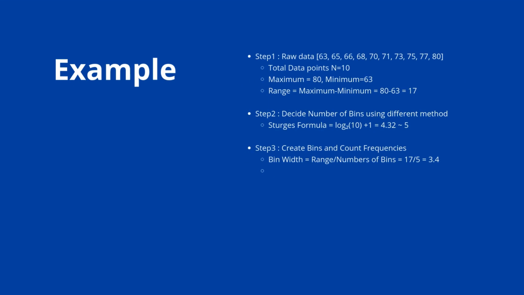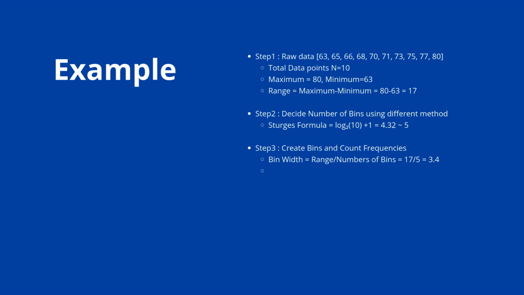Now let's see a simple example. Here we have raw data. The total number of data points is 10, the maximum value is 80, and the minimum value is 63. First, we will calculate the range. Range is nothing but maximum minus minimum, which is 80 minus 63, which is 17.